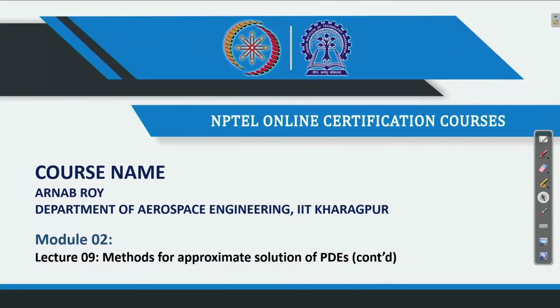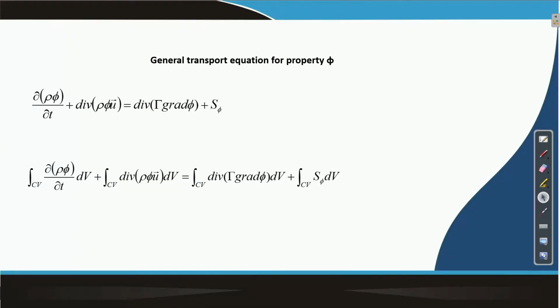In this lecture, we will continue our discussion on the finite volume method. If you recall, in the last lecture, we were talking about the general transport equation for property phi, and we talked about both its differential as well as integral forms, and we said that we are going to use the integral form for the finite volume method.